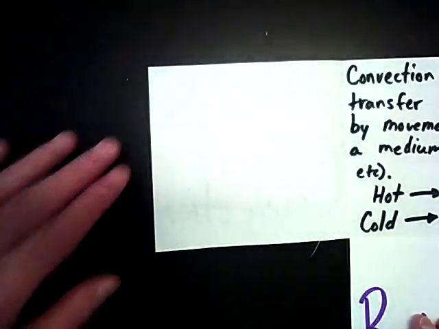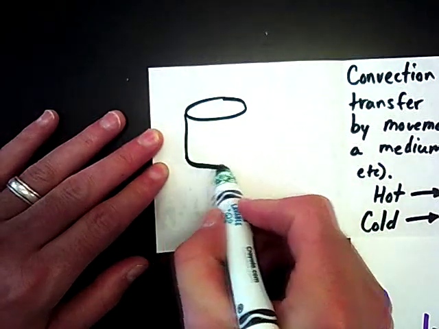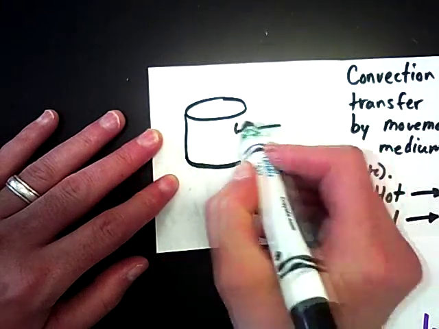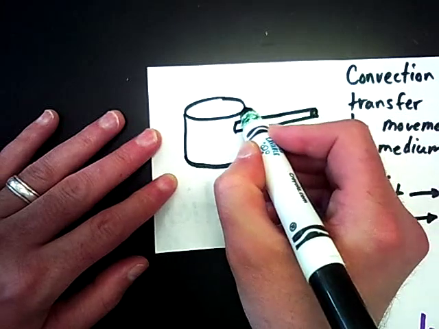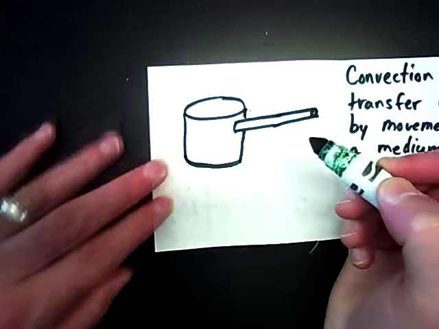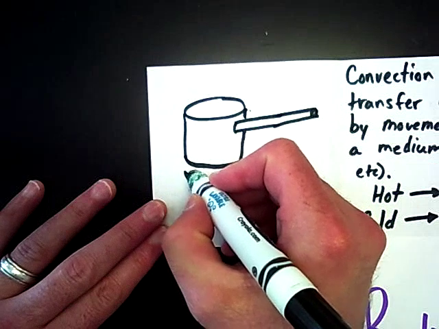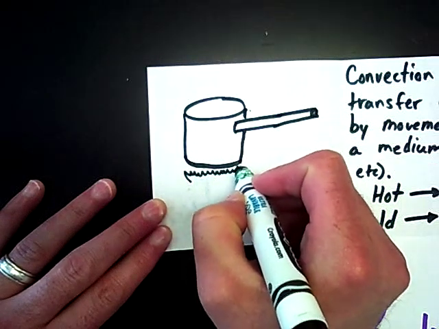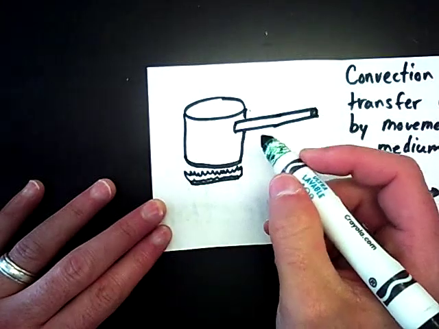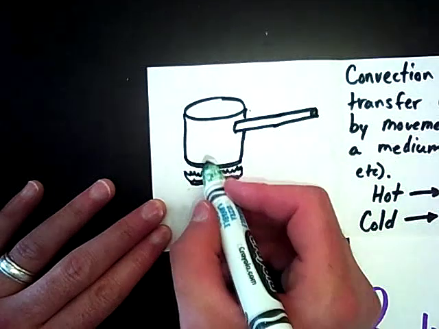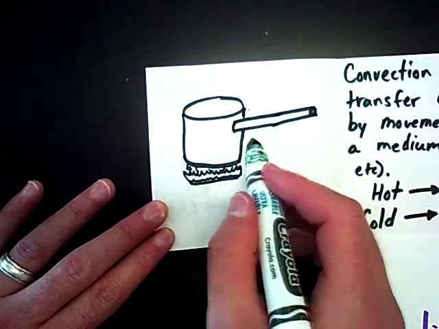So let's illustrate this. Okay, I'm going to draw a pot. It's a beautiful pot. As you can see, I'm very gifted when it comes to art. And then underneath it, we're going to draw a flame. This is like the flame from a stove, and it's rising up and touching the bottom here. Now, let's say there's some water in this pot.